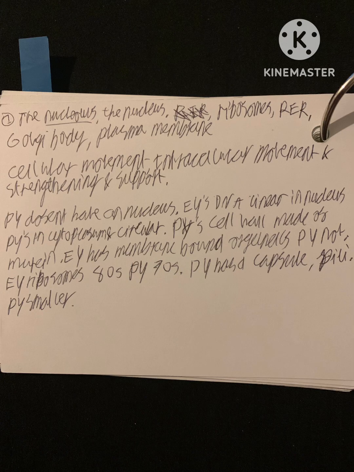The nucleolus, the nucleus, ribosomes, RER, Golgi body, plasma membrane. Cellular movement, intracellular movement, strengthening and support. Prokaryotes don't have a nucleus. Eukaryotes' DNA is linear and in the nucleus. Prokaryotes' DNA is in the cytoplasm and circular. Eukaryotes have membrane-bound organelles, prokaryotes don't. Eukaryotes have 80S ribosomes and prokaryotes have 70S ribosomes.